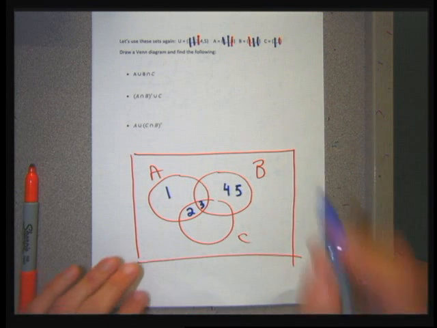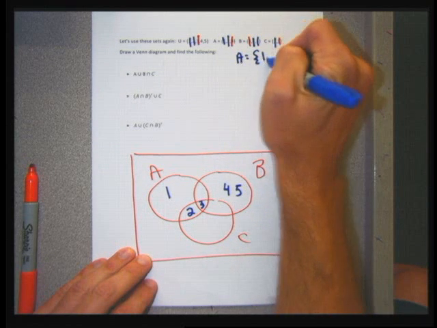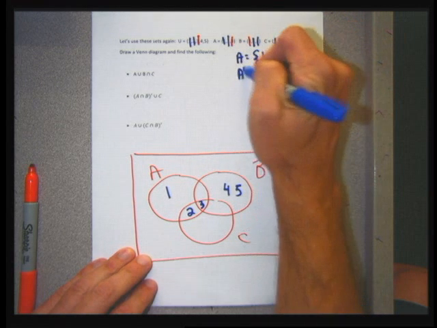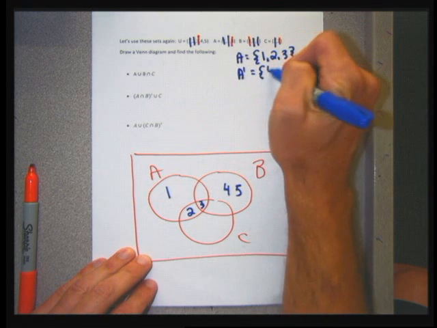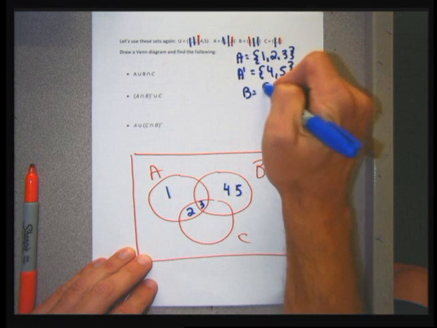If I want to list the sets for this universe, A had the numbers 1, 2, and 3. The universe goes through 5, so A prime is the rest of the universe, which is 4 and 5. B is 3, 4, and 5.